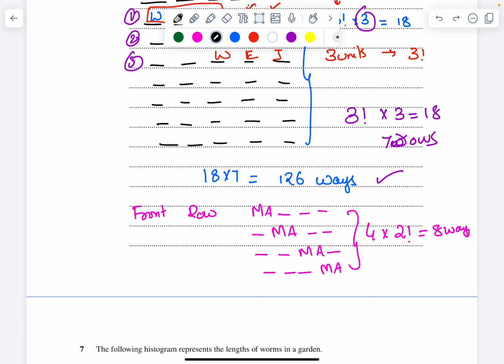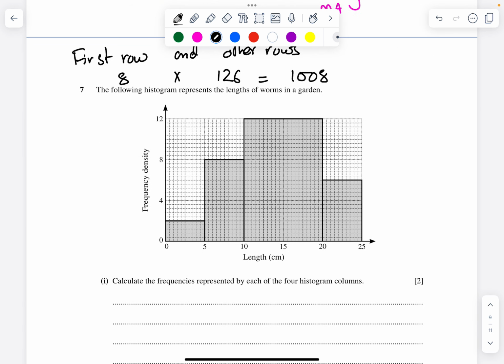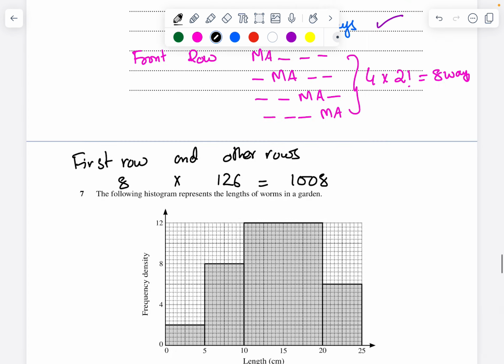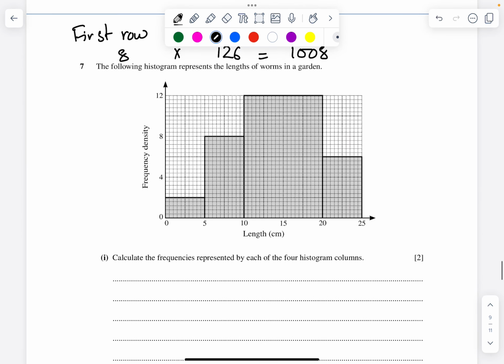So because I have to arrange the first row and the other rows, the first row is nothing but 8 and 126, which is going to be 1008. That is 6 part 2. Now coming to question number 7.